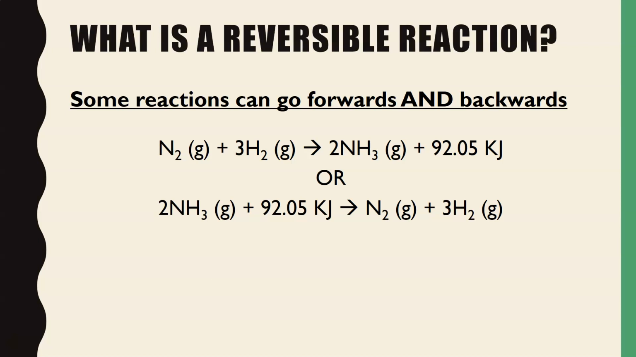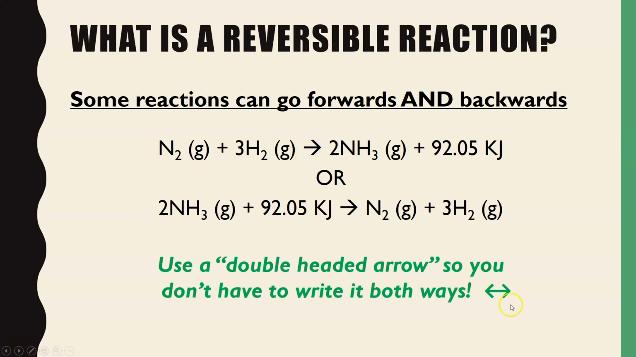Nobody wants to have to write out both directions every time. So instead of rewriting the reaction flipped, we just write it the normal way, and we replace this single arrow with what we call a double-headed arrow. That way you don't have to write it going both directions. You can just use the double-headed arrow, and that tells people that this reaction can go forwards or backwards.